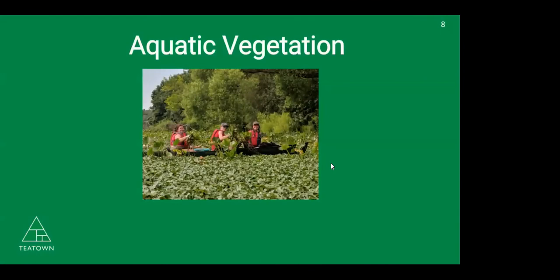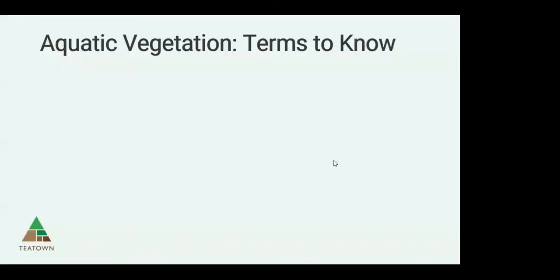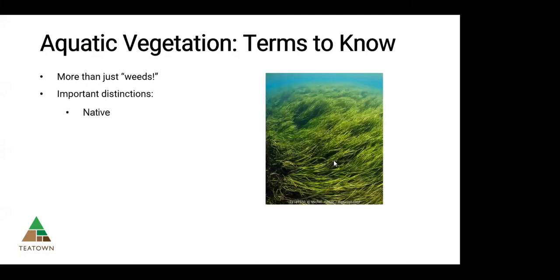All right, so some specifics on aquatic vegetation, the good, the bad, and the annoying. First, some important terms to know. There are more than just weeds. We can't just lump them all together in the same category because there are some really important distinctions. We have native species. This is Vallisneria americana, or water celery, and this is one of the good guys.